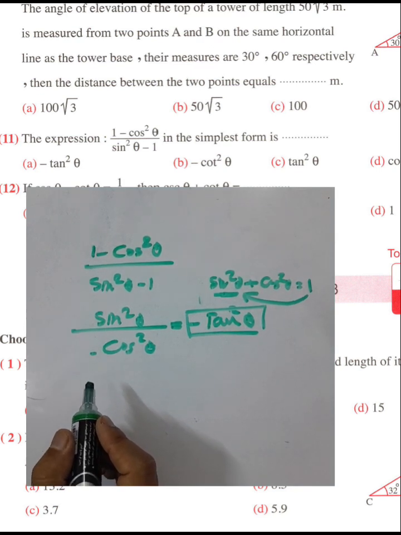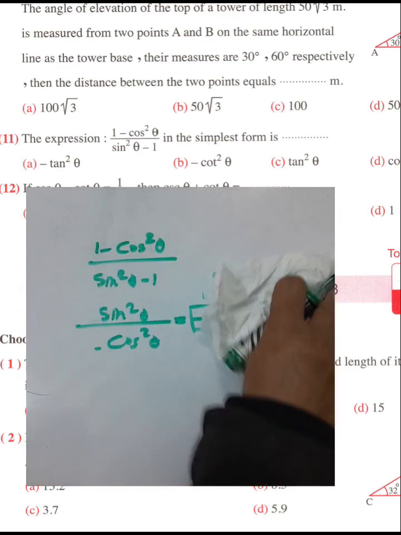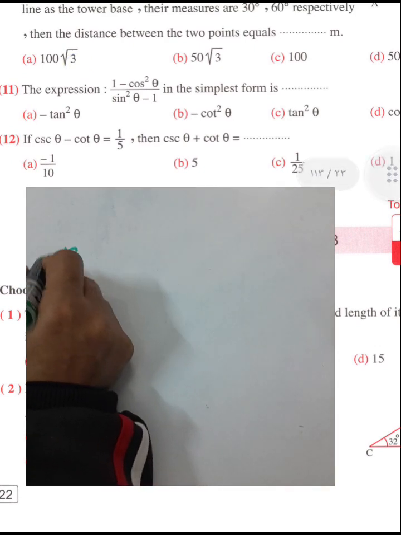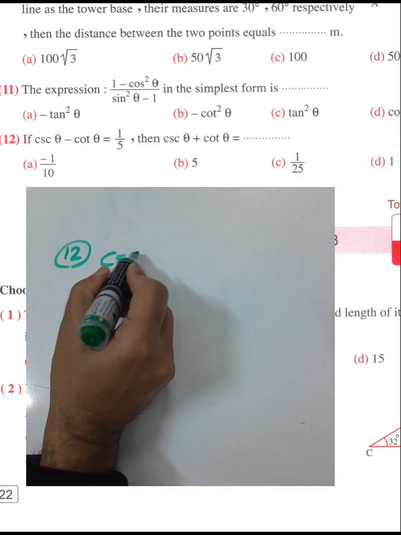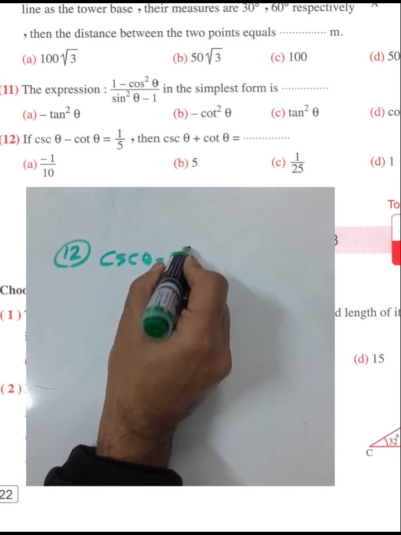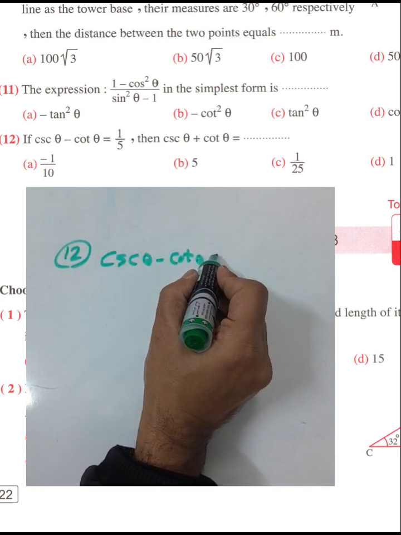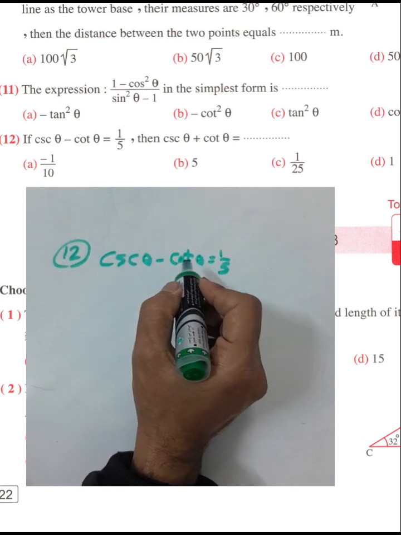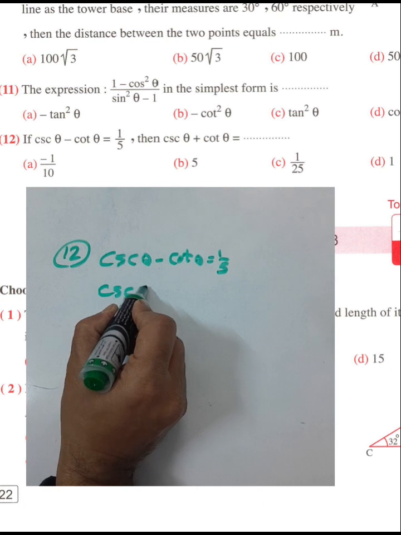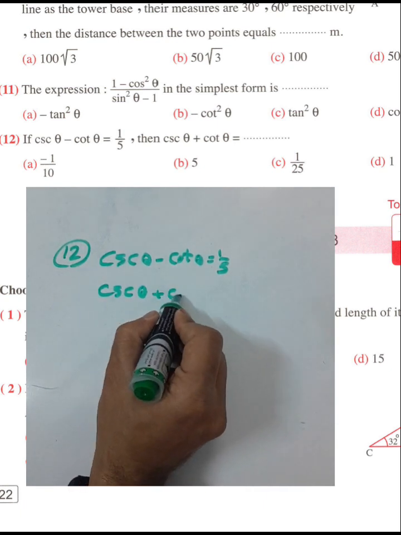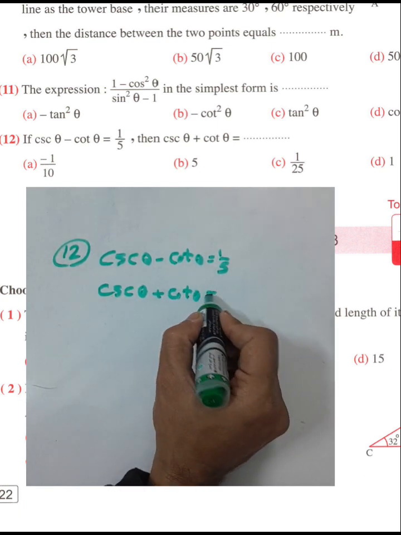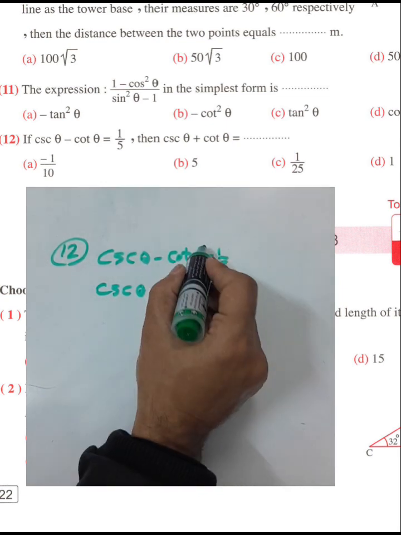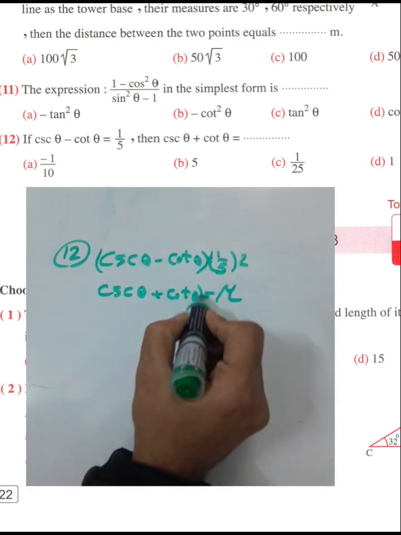Last question. Question 12. If cosec theta subtract cotan theta equals 1 over 5, you want to find cosec plus cotan theta equals what? We can put here m, and first write power 2 and second power 2.